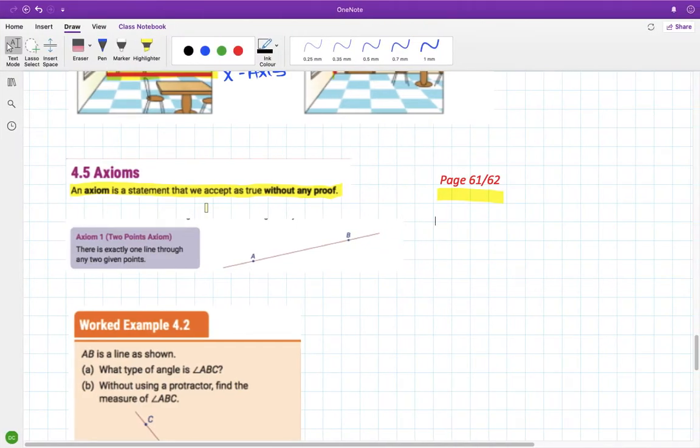But these are not something you need to worry about. So what you need in your notes is what is an axiom. An axiom is a statement that we accept as true without any proof. By all means, read through page 61 and 62 if you really want to. I've just read through it there anyway. But the actual contents of the axiom are things that you know already and things that you will never be asked to explain. Okay, so hopefully that's all right.